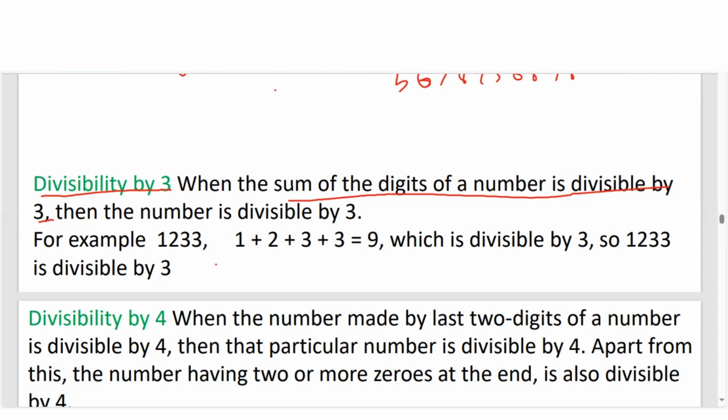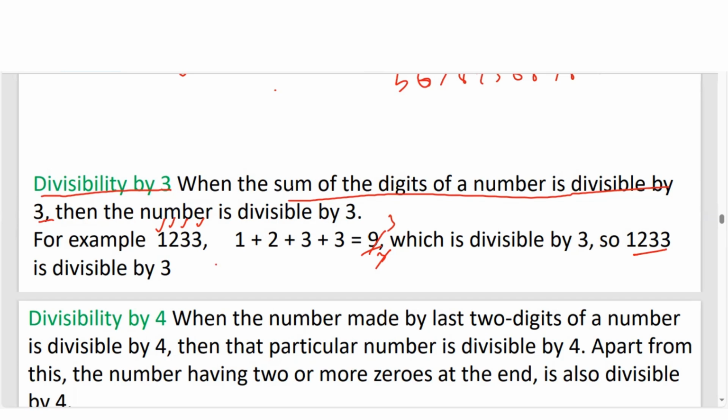That means 1233, a 4-digit number. We are checking whether this number is divisible by 3 or not. So no need to divide. Just add these digits: 1, 2, 3, 3. 1, 2, 3, it is 9. So you know 9 is divisible by 3. 3 plus 3 is 9. So that number 1233 is divisible by what? 3. So no need to divide.